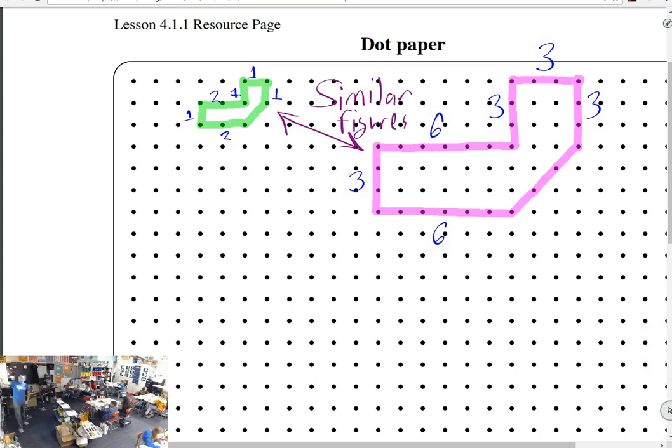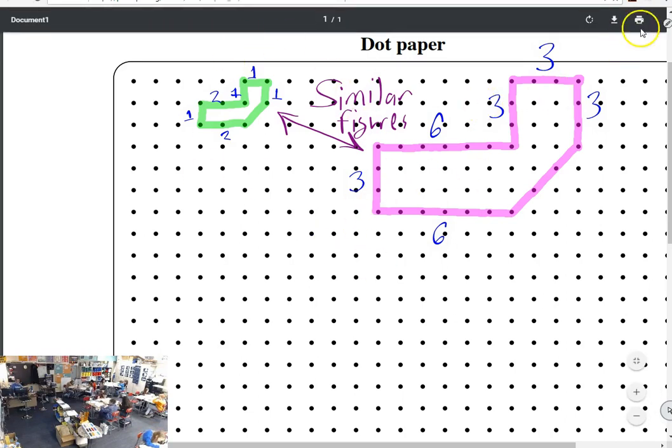And in our notes, sorry, in our book, it tells us how to figure this out. We check the ratio. So is everyone good here? I'm going to take a snapshot, and then I'm going to drag back over.